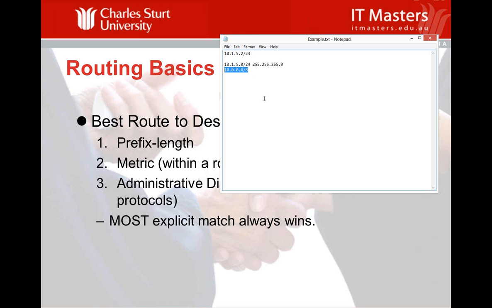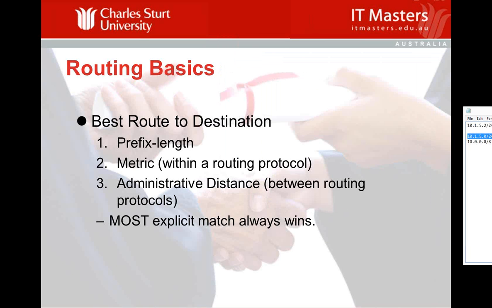So because this one's more specific, that route, wherever it points, will be used regardless of any other metric or administrative distance that may be in the routing table. Okay? So that one's always going to win. So it's always prefix length. That's the first one to win.